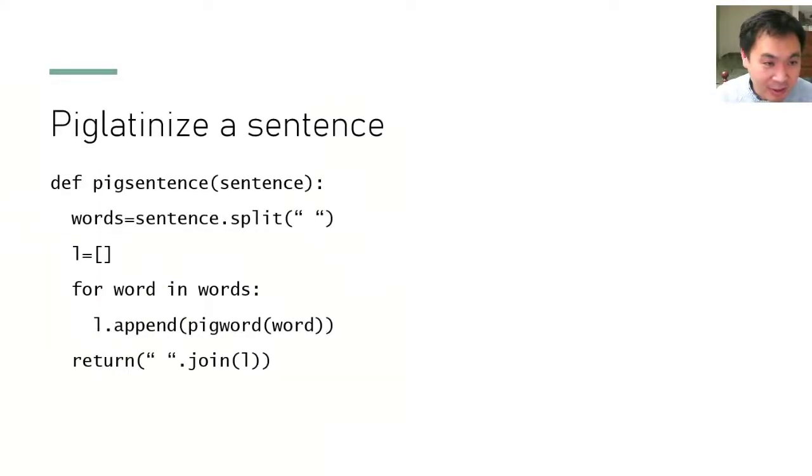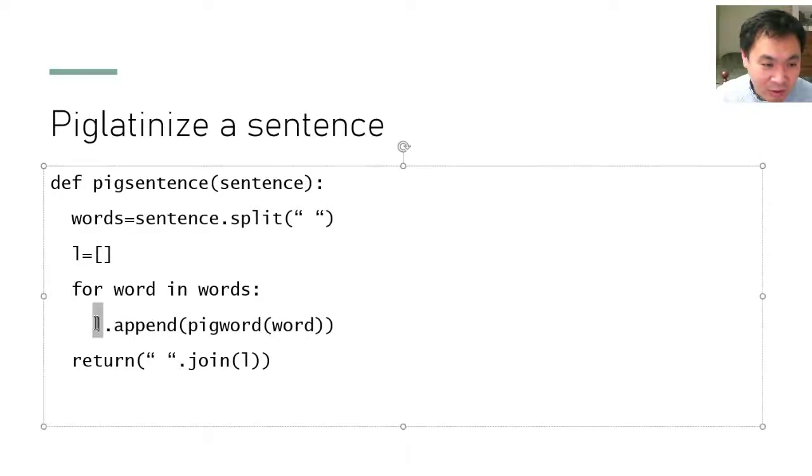And here's my take. To pig Latinize a sentence, what I want to do is define pig sentence of sentence. And just as I said before, what you want to do is words is equal to sentence dot split of the space. And then what I do is L equals to an empty list, for word in words, L dot append pig word of word. So now it's a new list containing the pig Latinized word for each of them. And then return this with join. Okay? So this is how you do the pig Latinizing a sentence.